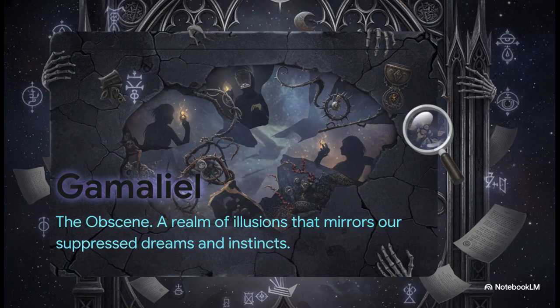Moving right along to Section 2, Key Aspects of Gamaliel, Anatomy of the Sphere. So the original source texts often refer to Gamaliel as the obscene, or the dark side, which I know sounds super intense, but for us beginners, it's honestly best understood simply as the realm of illusions. A really helpful way to think about Gamaliel is to use a mirror metaphor. It's basically the cutting room floor of your mind. It is the exact place where all of those repressed dreams, your hidden instincts, illusions, and yes, even your imposter syndrome all live. It simply reflects back absolutely everything your conscious, waking mind tries to push away.